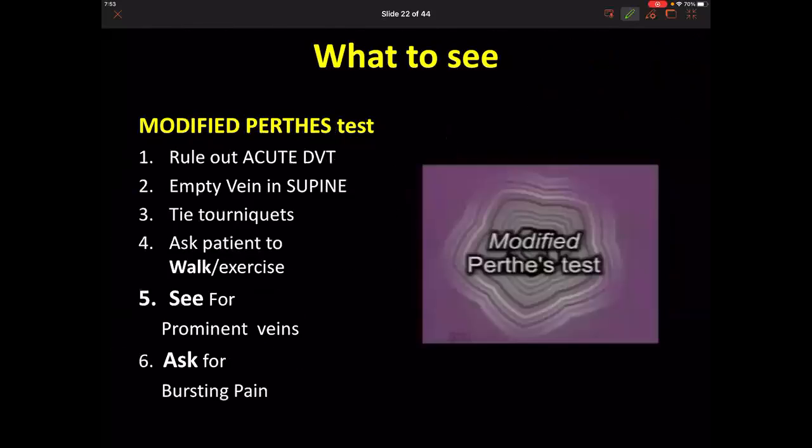Now, the last test is called the modified Perthes test. Why do this test? The answer is to rule out not exactly an acute DVT, but a chronic DVT, or, technically, if you want a straightforward answer, to rule out a block in the deep vein.